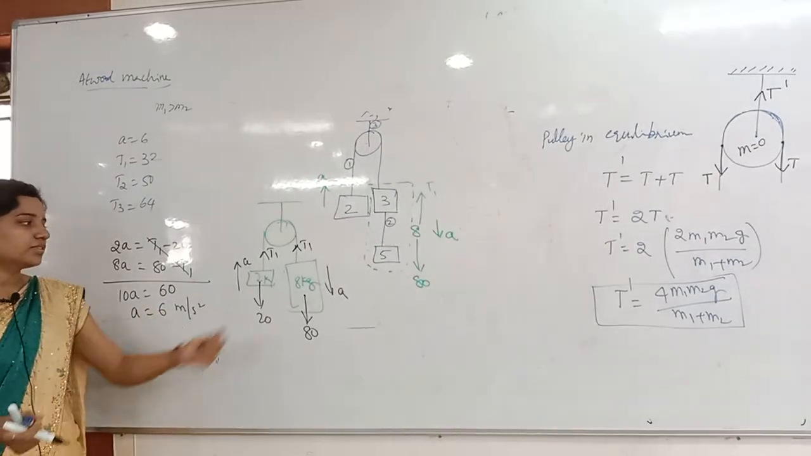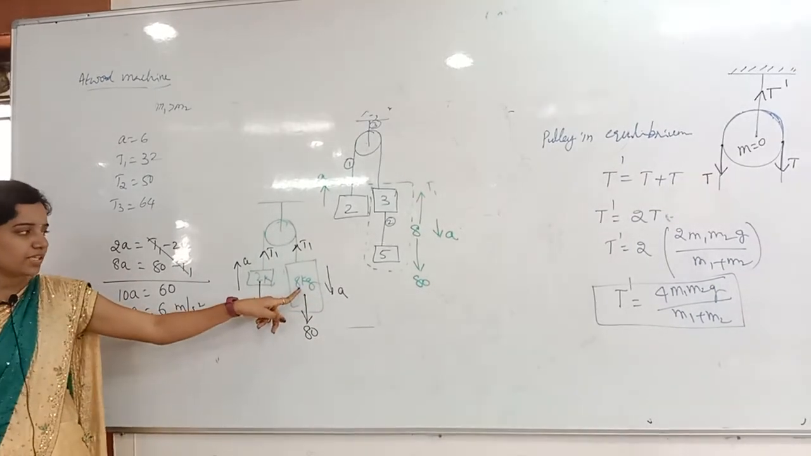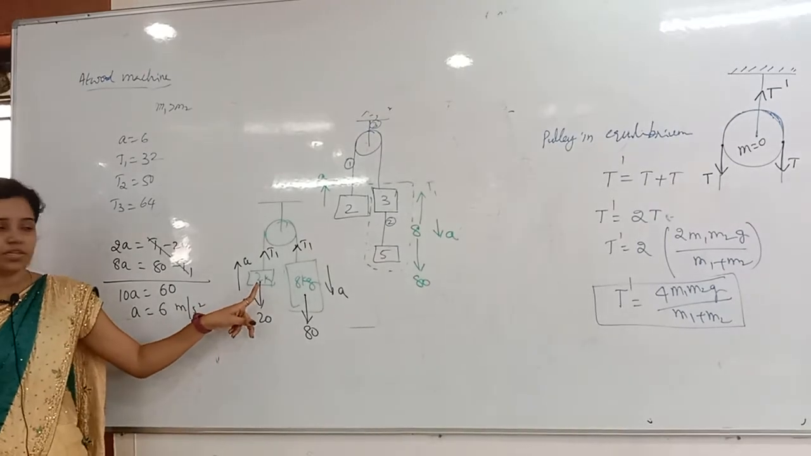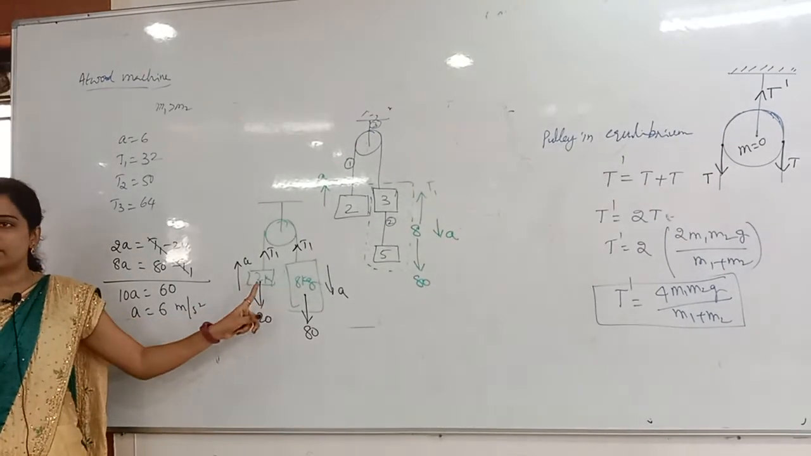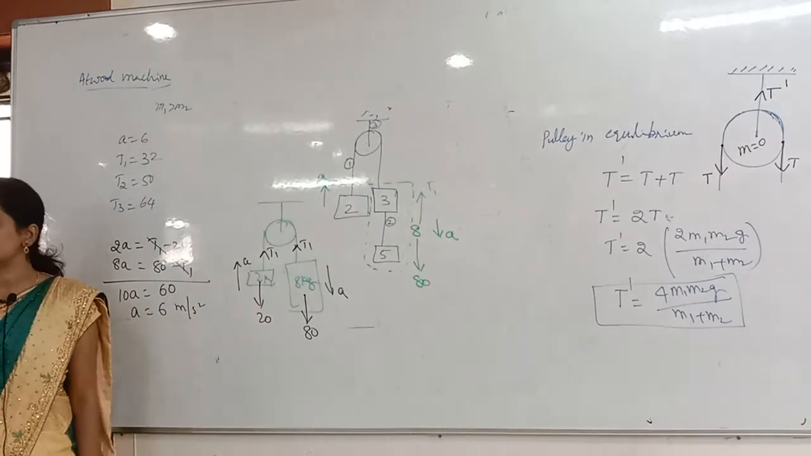Otherwise, you can take the difference of the masses divided by the sum of the masses, into g. What is the difference between them? 8 minus 2, nothing but 6, divided by the sum, which is how much? 10. 6 by 10 into g, g is how much? 10. 10 gets cancelled, you will get 6 directly.